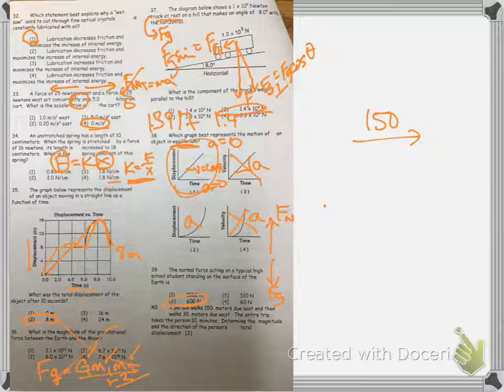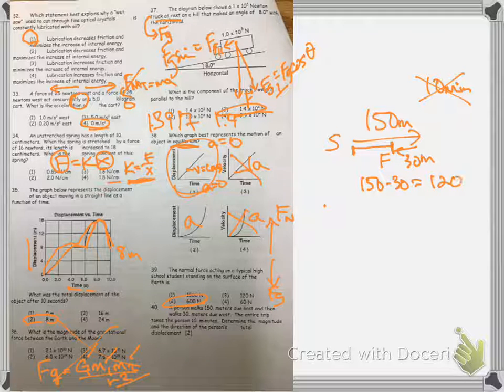A person walks 150 meters due east, and then walks 30 meters due west. The entire trip takes the person 10 minutes. Determine the magnitude and direction of the person's total displacement. So the time doesn't matter. The displacement is start to finish, shortest distance. It's 150 minus 30 equals 120. You went east to begin with, and then came back a little bit west, but ultimately you ended up east, so it's 120 meters east. If they asked for distance, it would be 180, that total distance there.